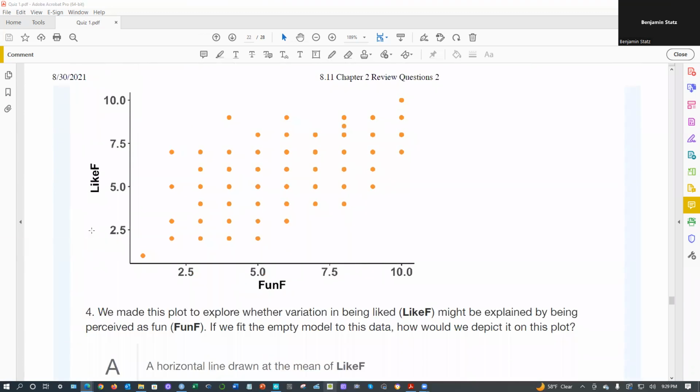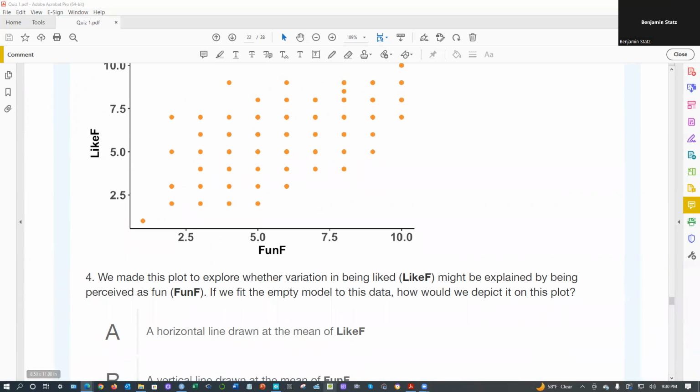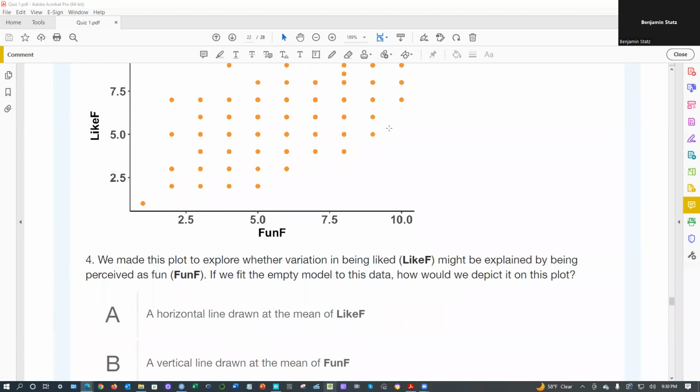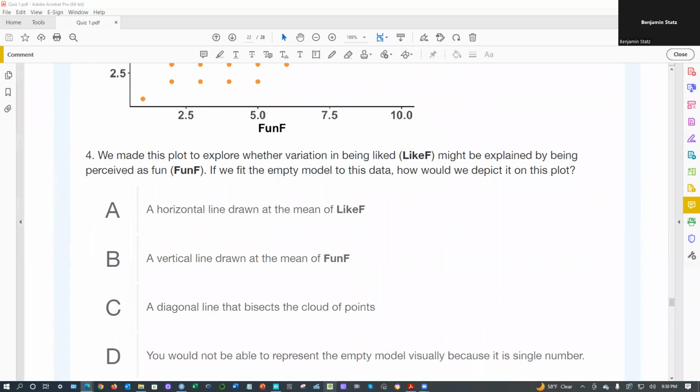We made this plot to explore whether variation in like F might be explained by being perceived as fun F. If we fit the empty model to this data, how would we depict it on this plot? It's nothing but a horizontal line. The ratings go like this, and a horizontal line is drawn at the mean of like F. Okay.